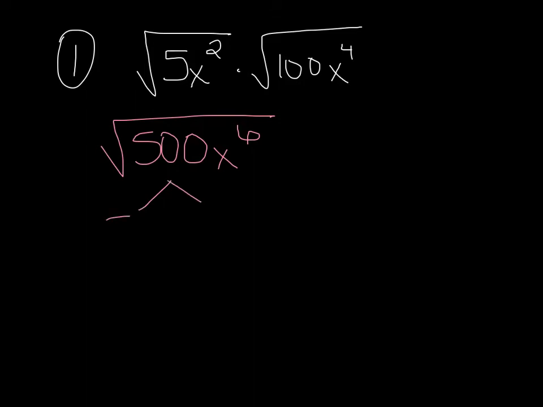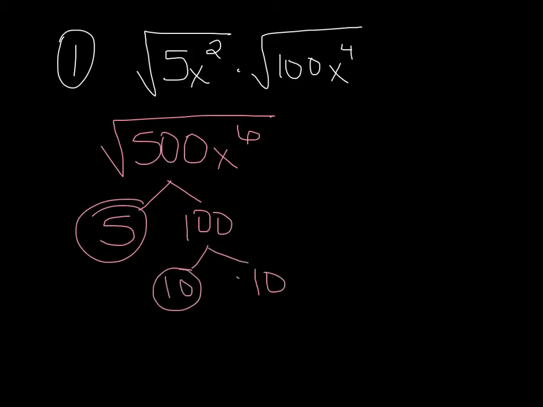Okay, I'm going to break 500 down, so it's 5 times 100. 5's prime, okay? And then 100 is 10 times 10. Now I don't need to break 10 and 10 down because I have a pair of those. If you keep breaking them down, you're going to end up with the same answer, but I have a pair of 10s. So I'm going to bring out a set. Now I don't have a pair of 5s, so I'm going to go ahead and put a 5 there.